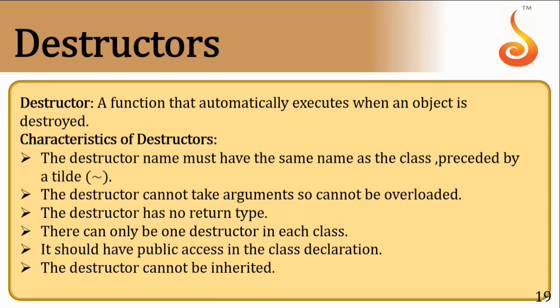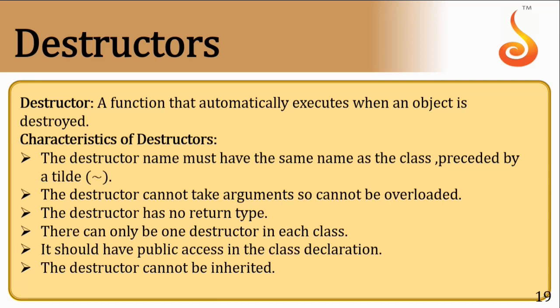Every time you destroy an object, the destructor is run. The destructor must have the same name as the class name preceded by the tilde. The destructor takes no arguments, so it cannot be overloaded. It does not have a return type. You can have only one destructor in a class, because I cannot have parameterized destructors. I cannot overload a destructor, so definitely I will have only one destructor in a class, and it should be declared in the public section of the class only.